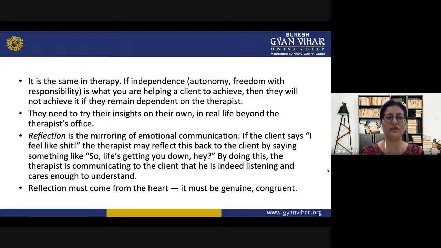So, this is the kind of therapy which gives independence, and what the client wants to achieve, how he wants to get independent. This is a kind of reflection. Reflection must come from the heart, and it must be genuine and congruent.